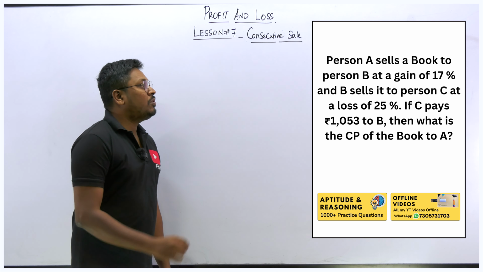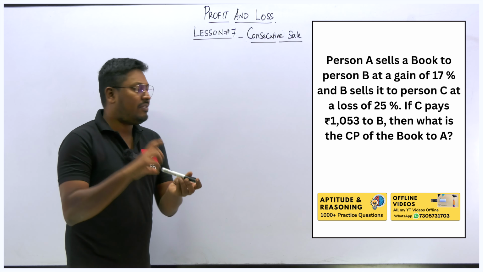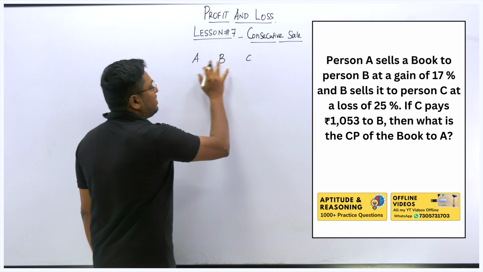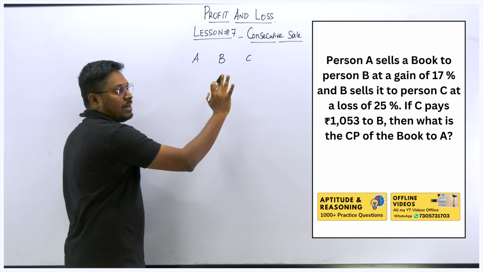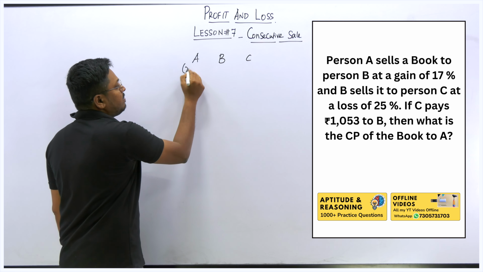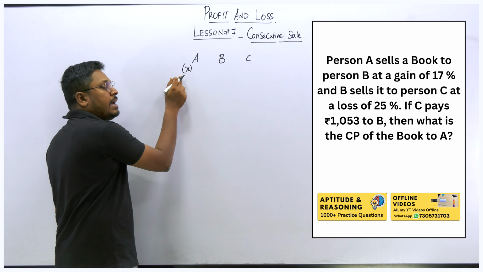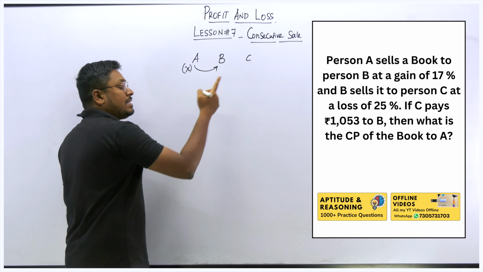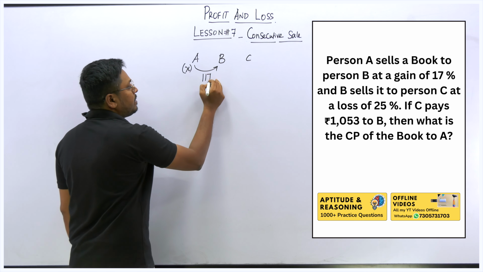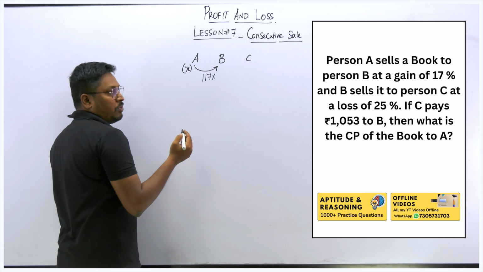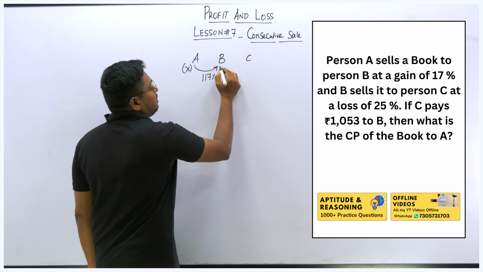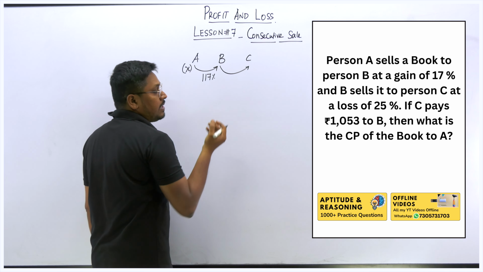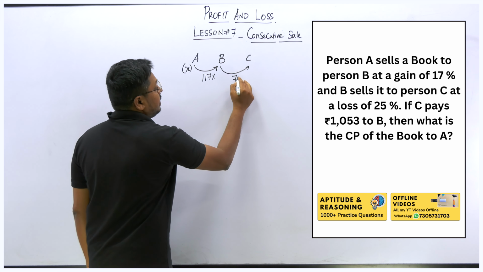So A sells a book to B at a gain of 17%. If you are a beginner, you can write like this initially. Just solve 5 or 6 questions like this, and then you don't need to write this step, right? Here the cost price of the book bought by the person A is unknown, but he is selling the book to B at a profit of 17%. So 117% will be the selling price of that book, right? Now this person B is selling the book to C at a loss of 25%. So 100 minus 25 will be 75%.